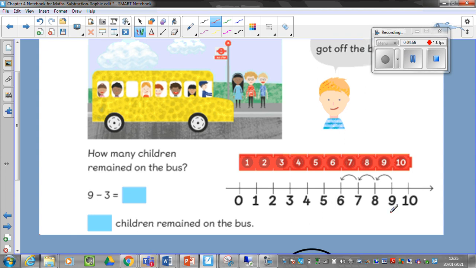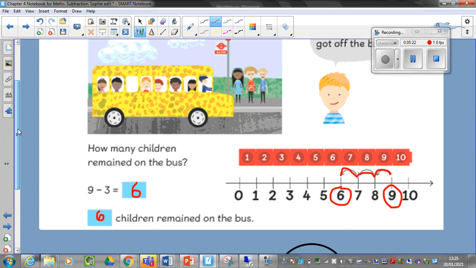So they have started on 9 because there are 9 children to begin with, and 3 got off. So I know I need to do 3 bunny hops. 1, 2, 3. I check it, and I have 6 children remaining. How many children on the bus? 6. 9 take away 3 equals 6. 6 children remained on the bus.